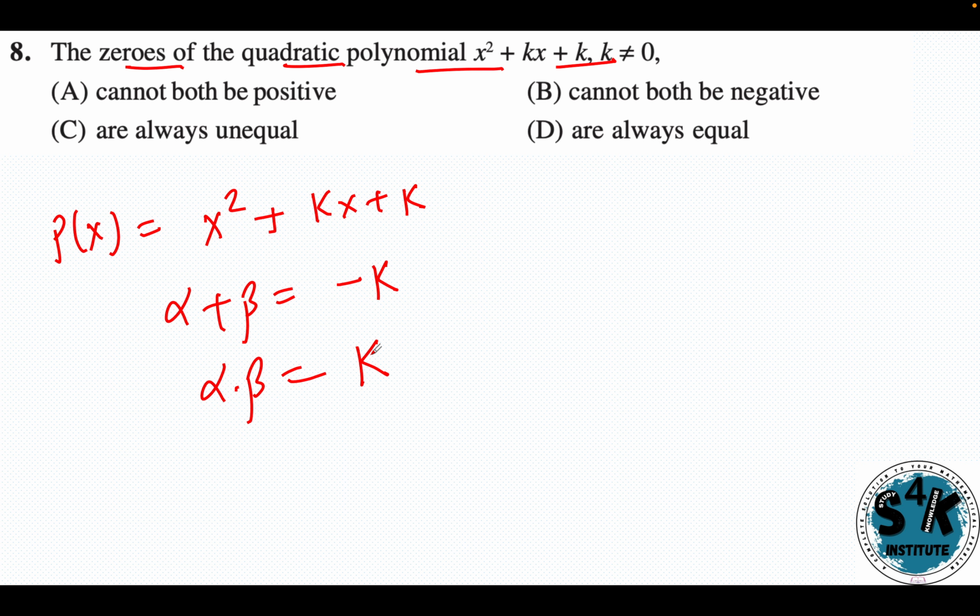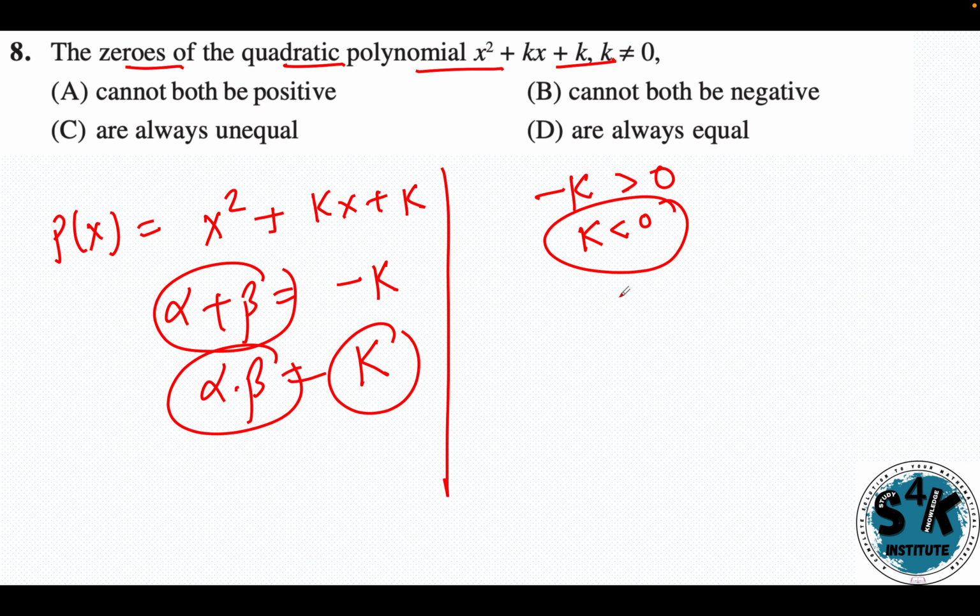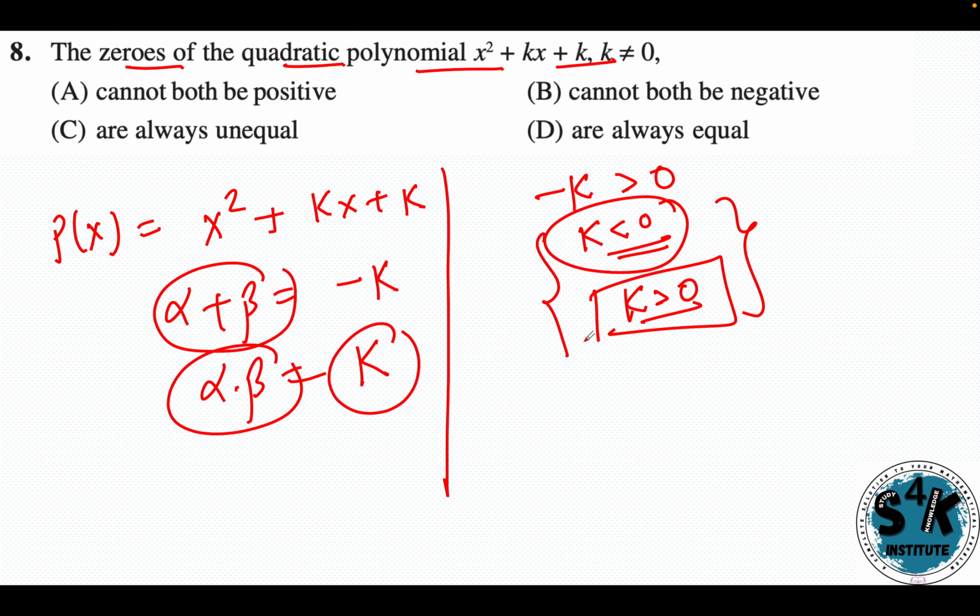Let's say both are positive. So what will happen? If both are positive, then minus k will be greater than 0, but if I take care of this negative, k becomes less than 0. If both are positive, this product is also positive, so k is greater than 0. One is saying k is greater than 0, the other is saying k is less than 0, so this is contradictory. So both cannot be positive. So answer is A.